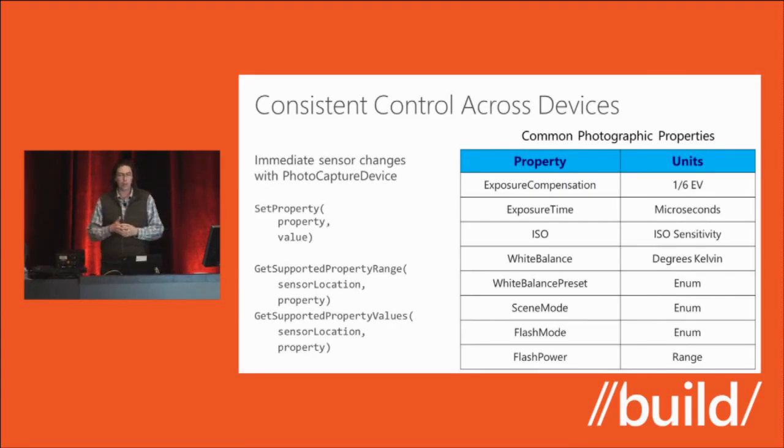You would call SetProperty on the PhotoCaptureDevice. And you can use GetSupportedPropertyRange for numeric ranges, or for the things that are enums, you can use GetSupportedPropertyValues in order to query what's supported. And if you look at the way these are set up, you'll see that because you have to specify sensor location when you ask, either front or back, these are things that might actually be different depending on which sensor you're talking about on the device. So we really have driven this down into a high level of granularity.